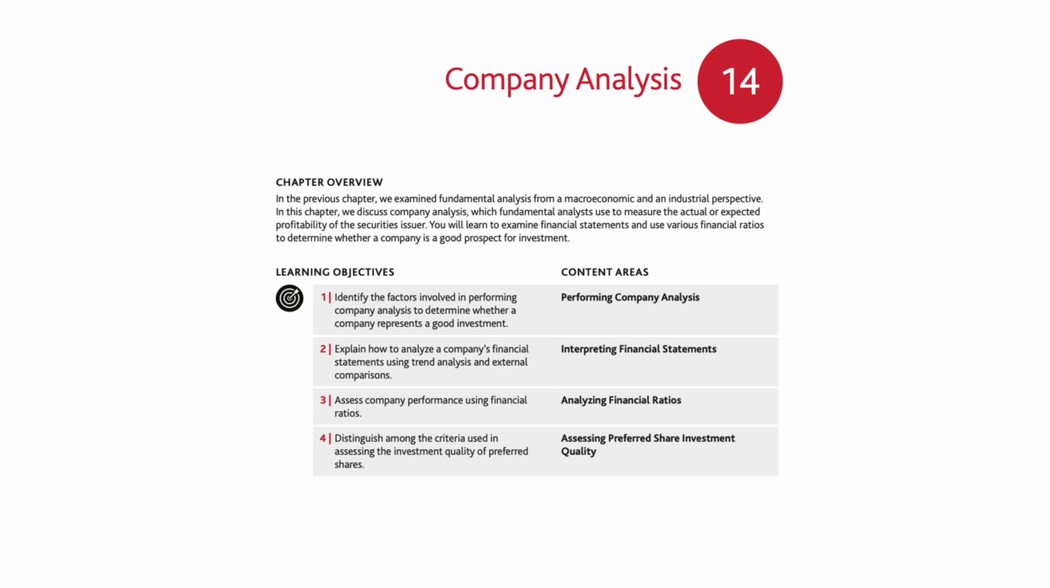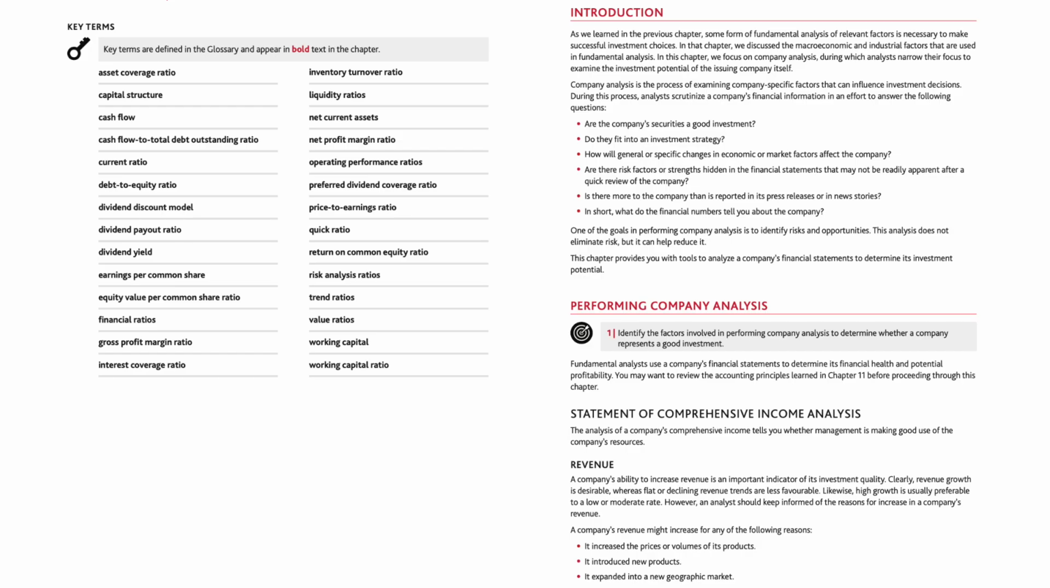There are four main content areas: performing company analysis, interpreting financial statements, analyzing financial ratios, and assessing preferred share investment quality. Introduction. As we learned in the previous chapter, some form of fundamental analysis of relevant factors is necessary to make successful investment choices. In that chapter, we discussed the macroeconomic and industrial factors that are used in fundamental analysis.